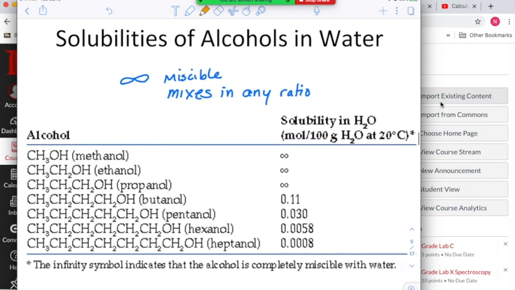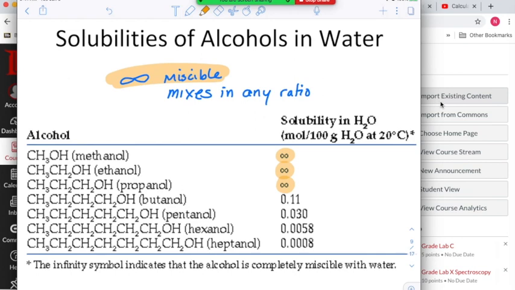All right, so here is a table of alcohols, and one idea that I want to introduce is the idea of miscibility. So we often refer to miscible as having an infinity sign, and that's the infinity sign you're going to see right over here. And that infinity sign means it is soluble in any quantity.